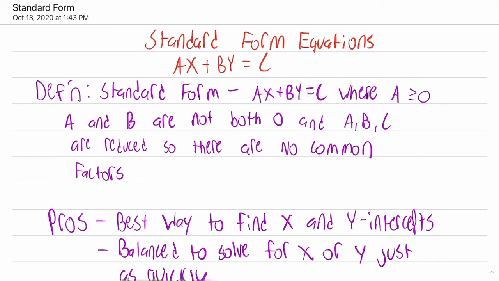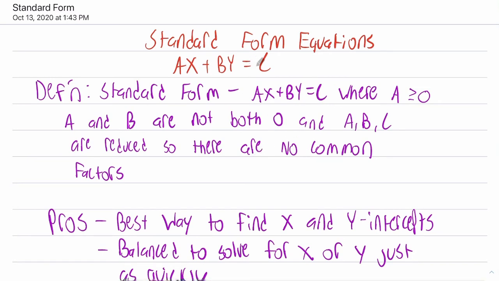And in this formula, a is a number that's greater than 0. A has to be greater than 0, or it is okay if a is 0. A and b can't both be 0 at the same time. That's what this says. A and b are not both 0, means that either one of them can be 0, but not at the same time. And a, b, and c are reduced so that there are no common factors.